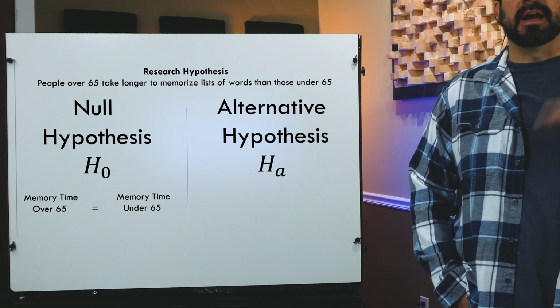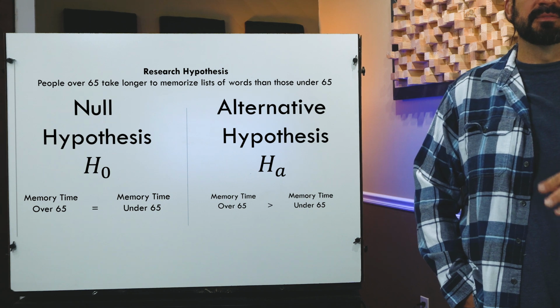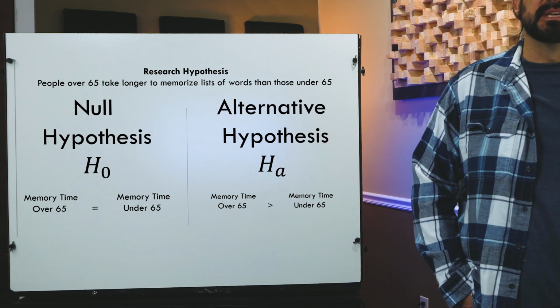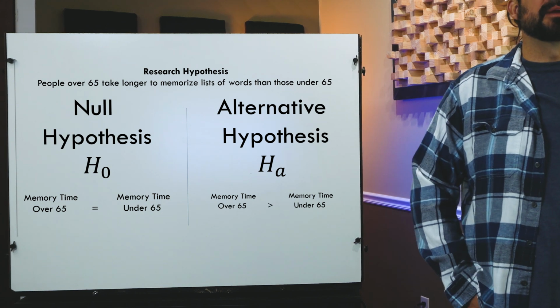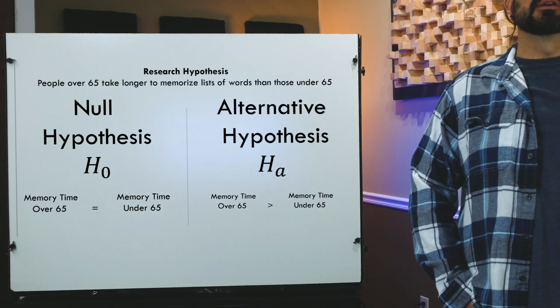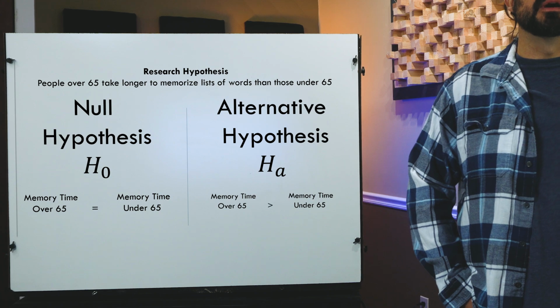The alternative hypothesis, on the other hand, expresses the values of the parameter proposed in the research hypothesis. For example, the memorization time for people over 65 is greater than the memorization time for people under 65.